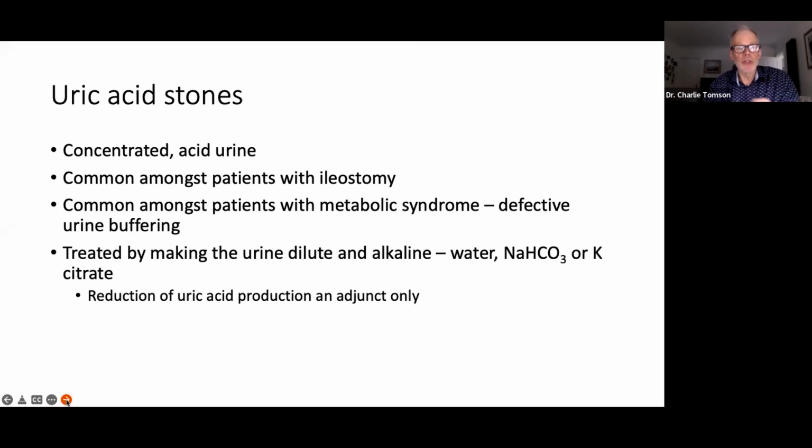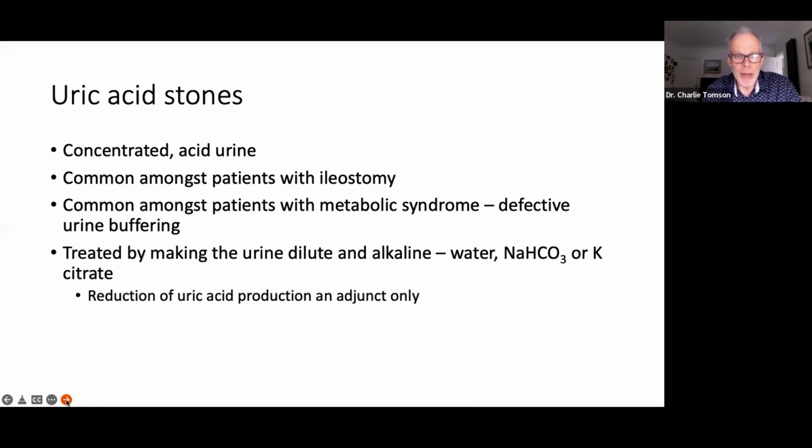And I say that because uric acid stones form in patients who form concentrated acid urine. And I gave you clues that the patient had acid urine. They're common amongst patients with ileostomy, but also common amongst patients with obesity and metabolic syndrome. And that's why I chose this illustrative case. The reason is that people with obesity and metabolic syndrome have defective urine buffering, and produce much more acid urine than would otherwise be the case.